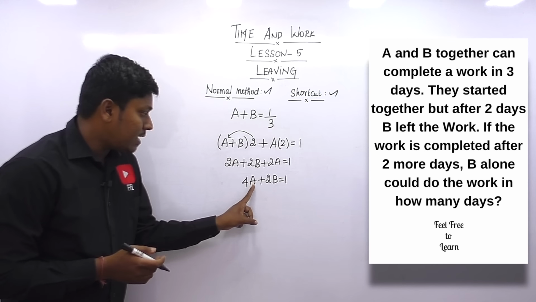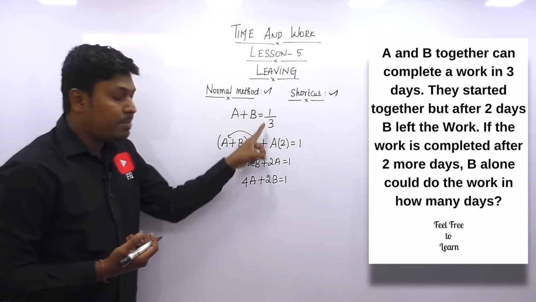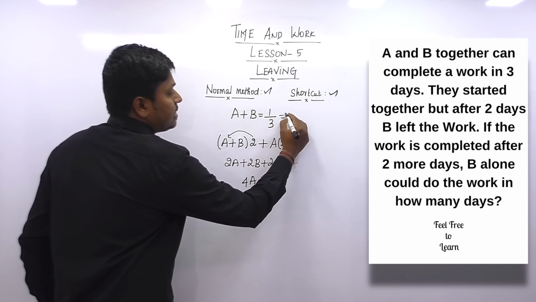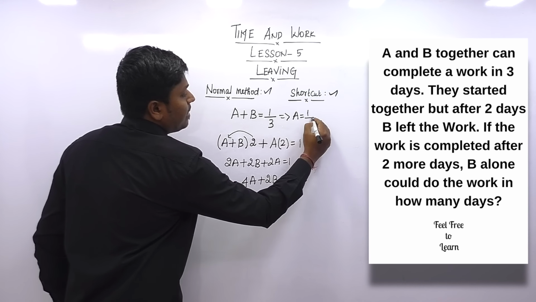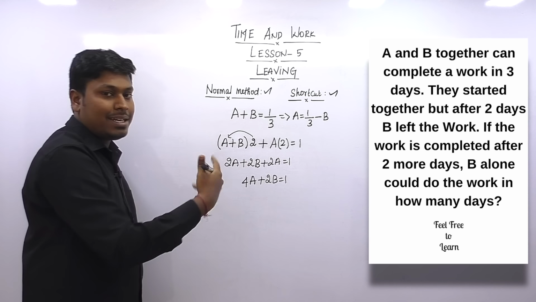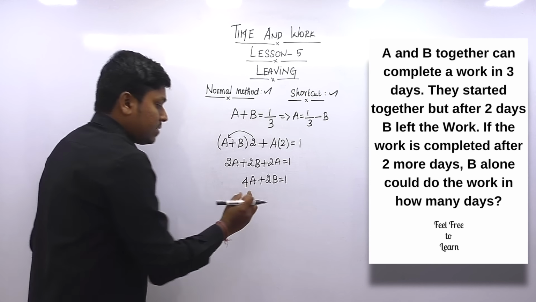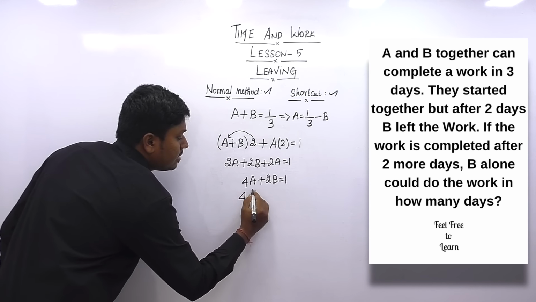So let me do one thing: convert the letter A in terms of B, because we know that A plus B will be 1 by 3. So this can be written as A is equal to 1 by 3 minus B. It's got the logic: when you bring this plus B towards the right hand side, it becomes minus B. So we can say that A equals 1 by 3 minus B. So I'm going to change this letter A in terms of B.